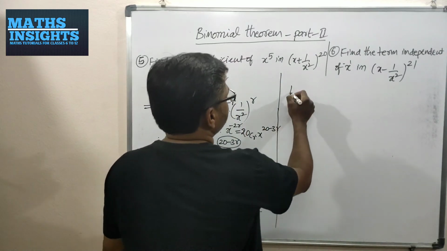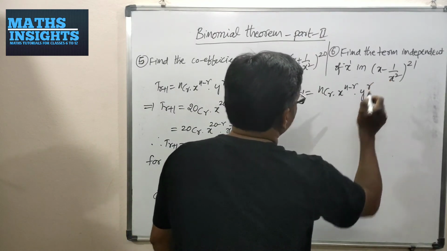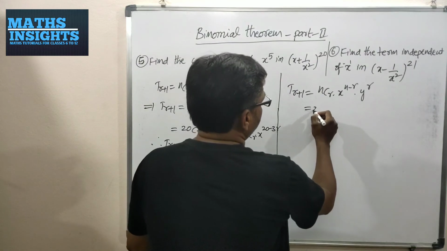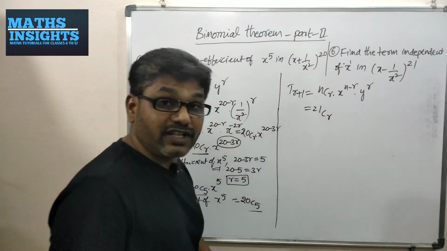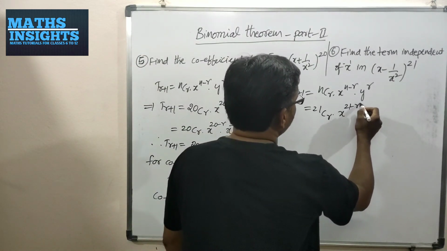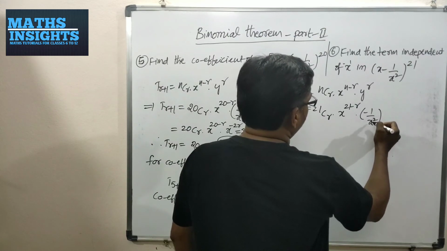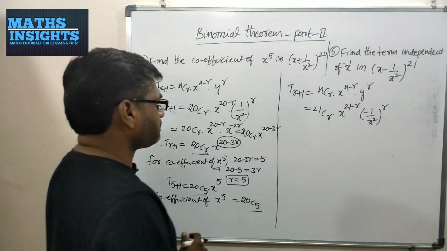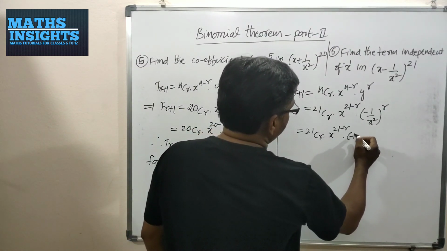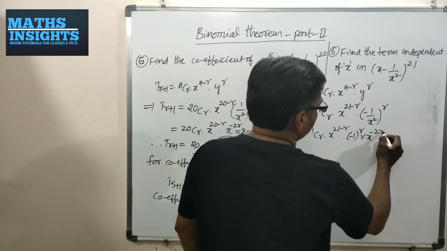I am writing the general term in this case also. T(r plus 1) is equal to nCr into x power n minus r into y power r. Substituting the n value, x value and y value here also: 21Cr. I don't know which term contains the independent of x. x is x here also. n minus r means 21 minus r, into y, which is minus 1 by x square, whole power r. That is equal to 21Cr into x power 21 minus r into, I am writing minus 1 separately, minus 1 whole power r and x power minus 2r.